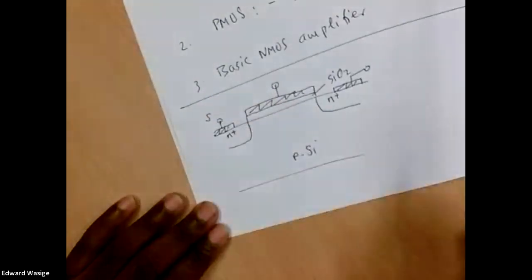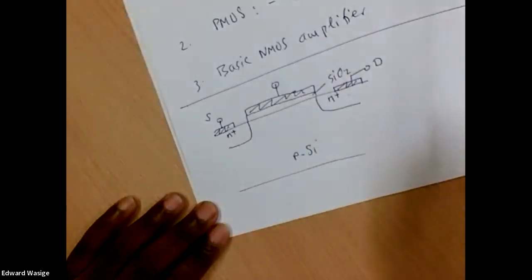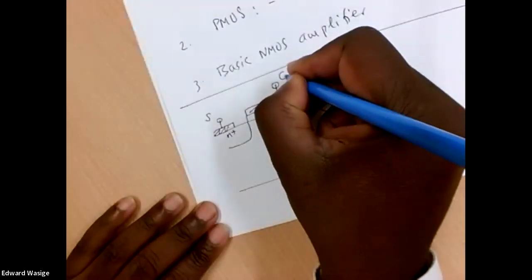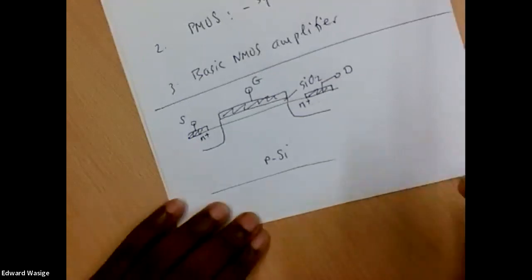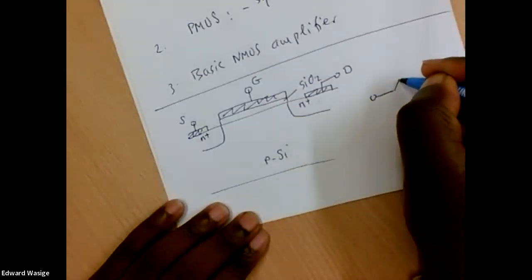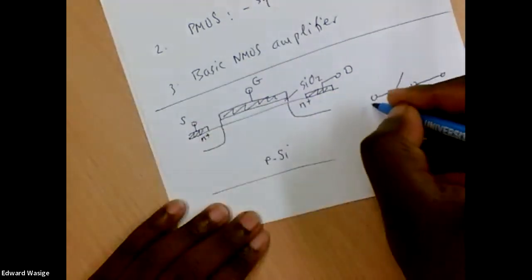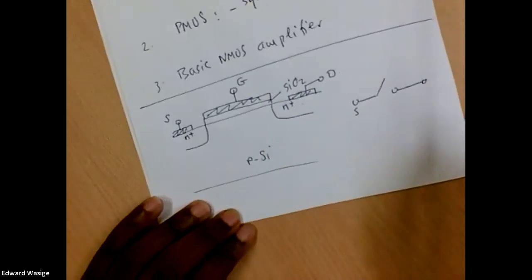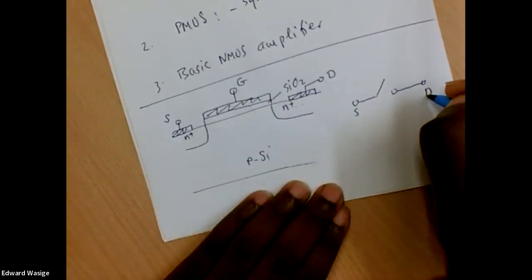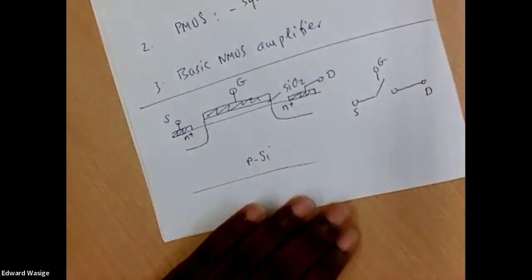The main contact number 1, we call it the source. The main contact number 2, we call it the drain. And the central contact, we call it the gate. And the simplest model that I used last time was that this device is like this, where this is main contact number 1, main contact number 2, and main contact number 3, which is the gate.